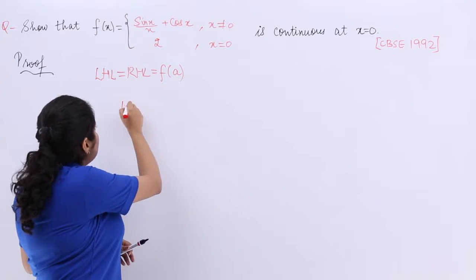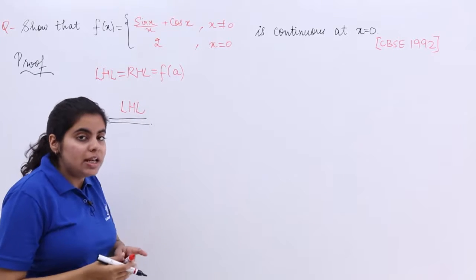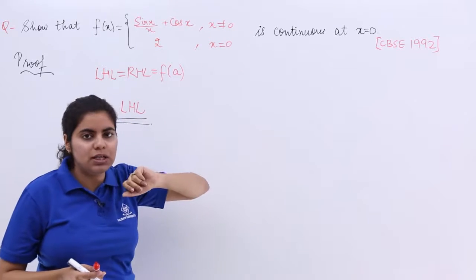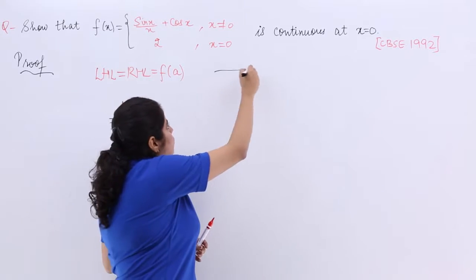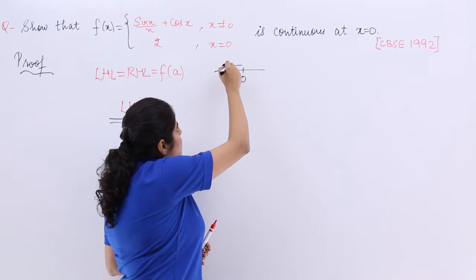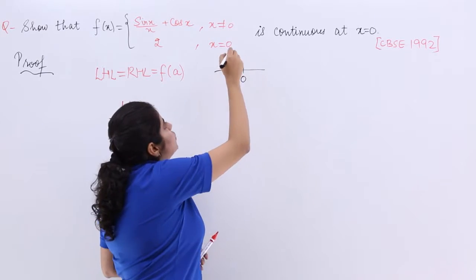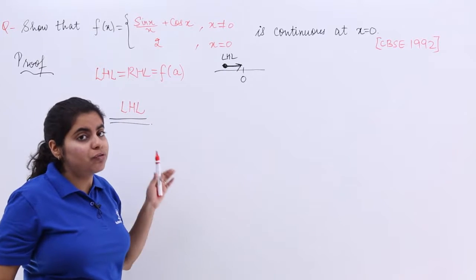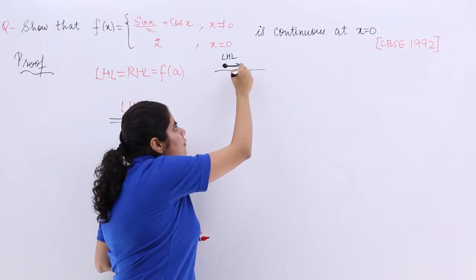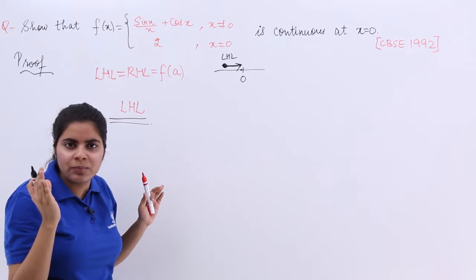Check first for LHL. LHL means what? Left hand limit. Now left hand limit means what point we are considering? We are considering the point x is equal to 0. The value 0 is here. Going left hand limit means we basically want to say that we are approaching 0 from the left hand side. Approaching 0 from the left hand side means some nearer value to this but to the left of 0. That means some value slightly less than 0, right?